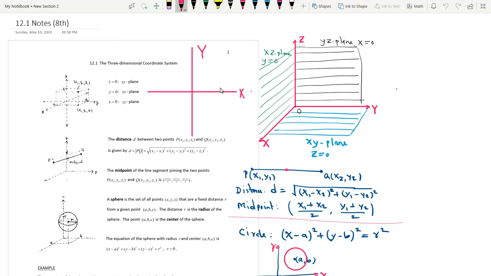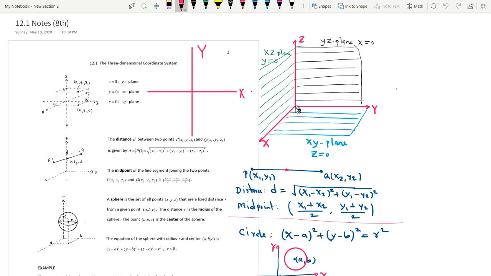Summer 2020. So in our first lecture, we will learn the three-dimensional coordinate system. We normally know the two-dimensional coordinate system where we have x-axis and y-axis, and this is called the xy plane. Now in three-dimensional coordinate system, we have x-axis, y-axis and also z-axis.